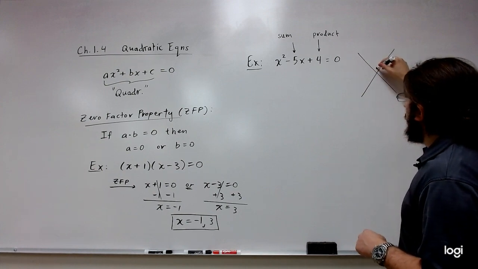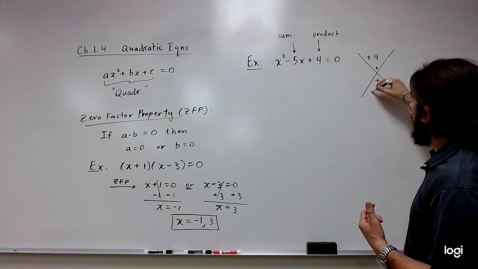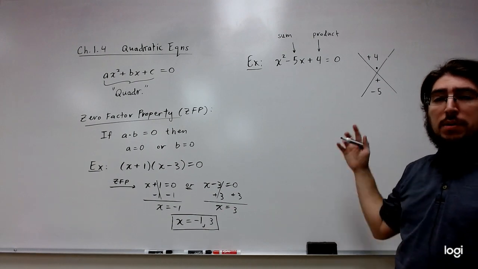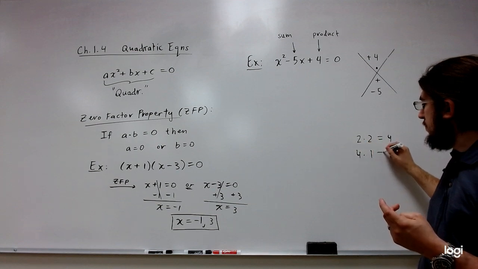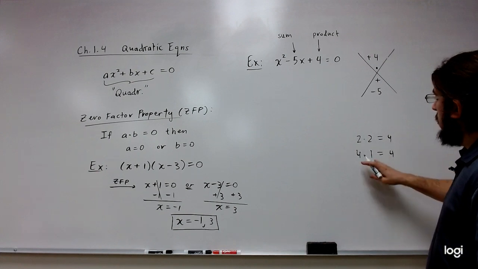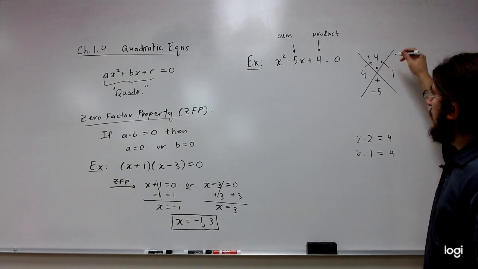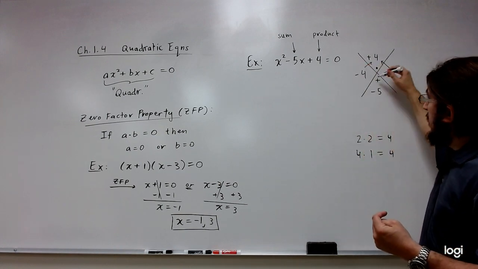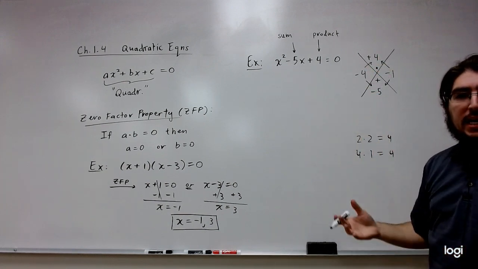Generally, people make an X like this to organize your thoughts. So we're looking for two numbers that multiply to positive 4 and add to negative 5. Now the only two numbers I know that multiply to 4 are either 2 and 2 or 4 and 1. Okay? 2 times 2 is 4, 4 times 1 is 4. Now notice if it's 4 and 1, 4 and 1 do multiply to positive 4, but they add to positive 5, not negative 5. If they were both negative, however, they would indeed add to negative 5, and look at that. They still multiply to positive 4 because a negative times negative is positive.